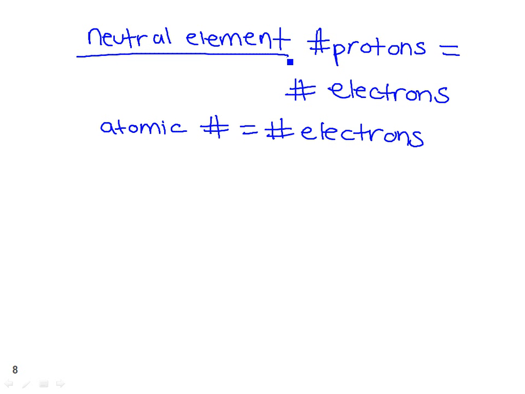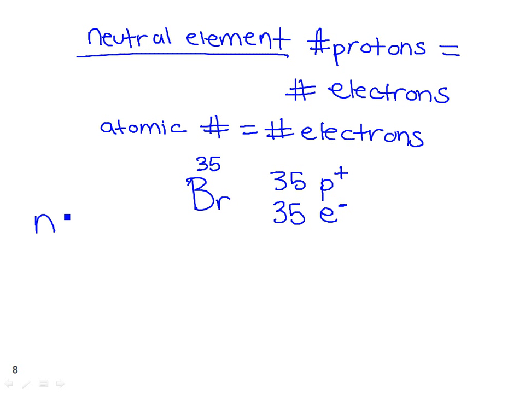Earlier we said that bromine had an atomic number of 35, which means it has 35 protons. This is the symbol for protons, since they are positively charged. And it's going to have 35 electrons. This is the symbol for an electron, since it's negatively charged. But what about neutrons? These are neutrons.